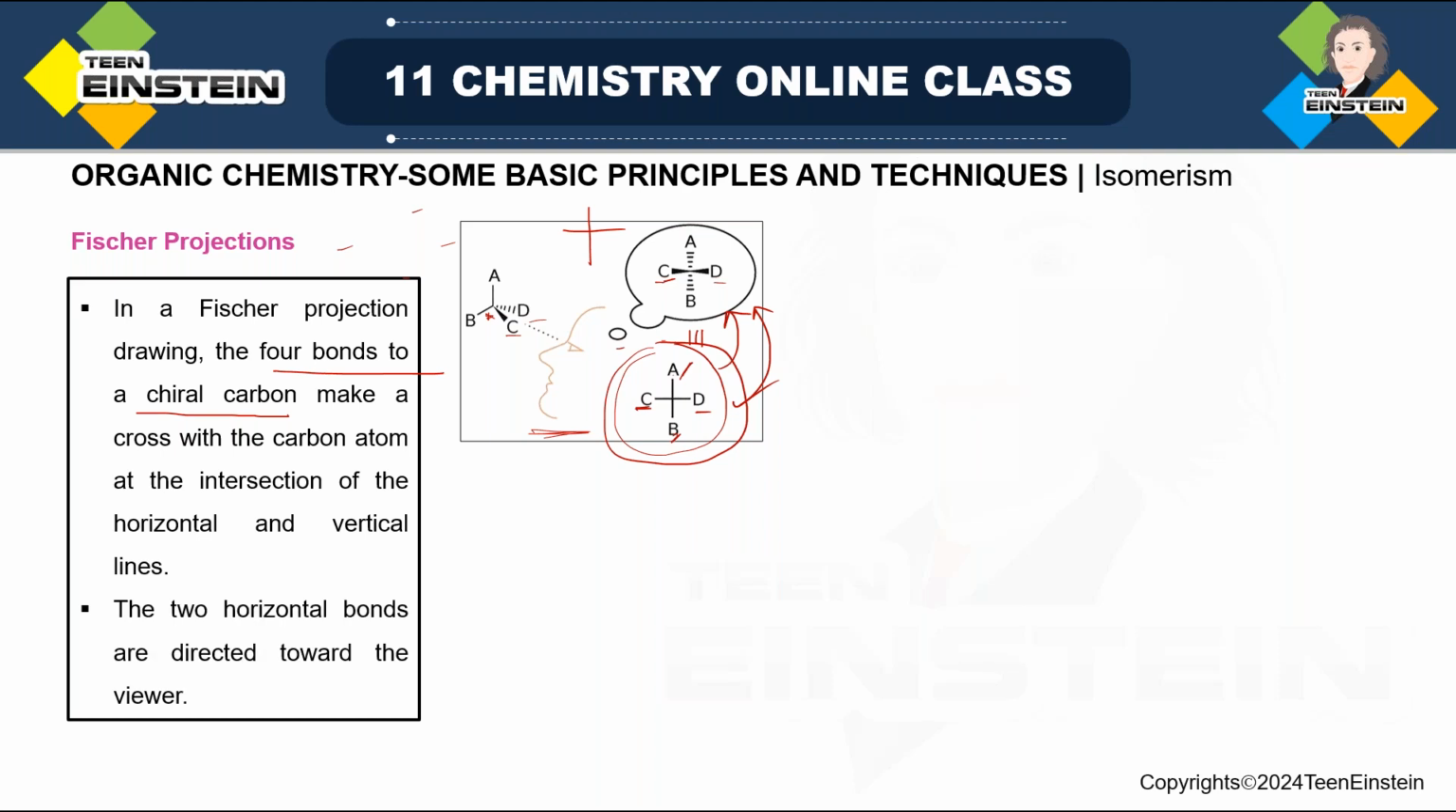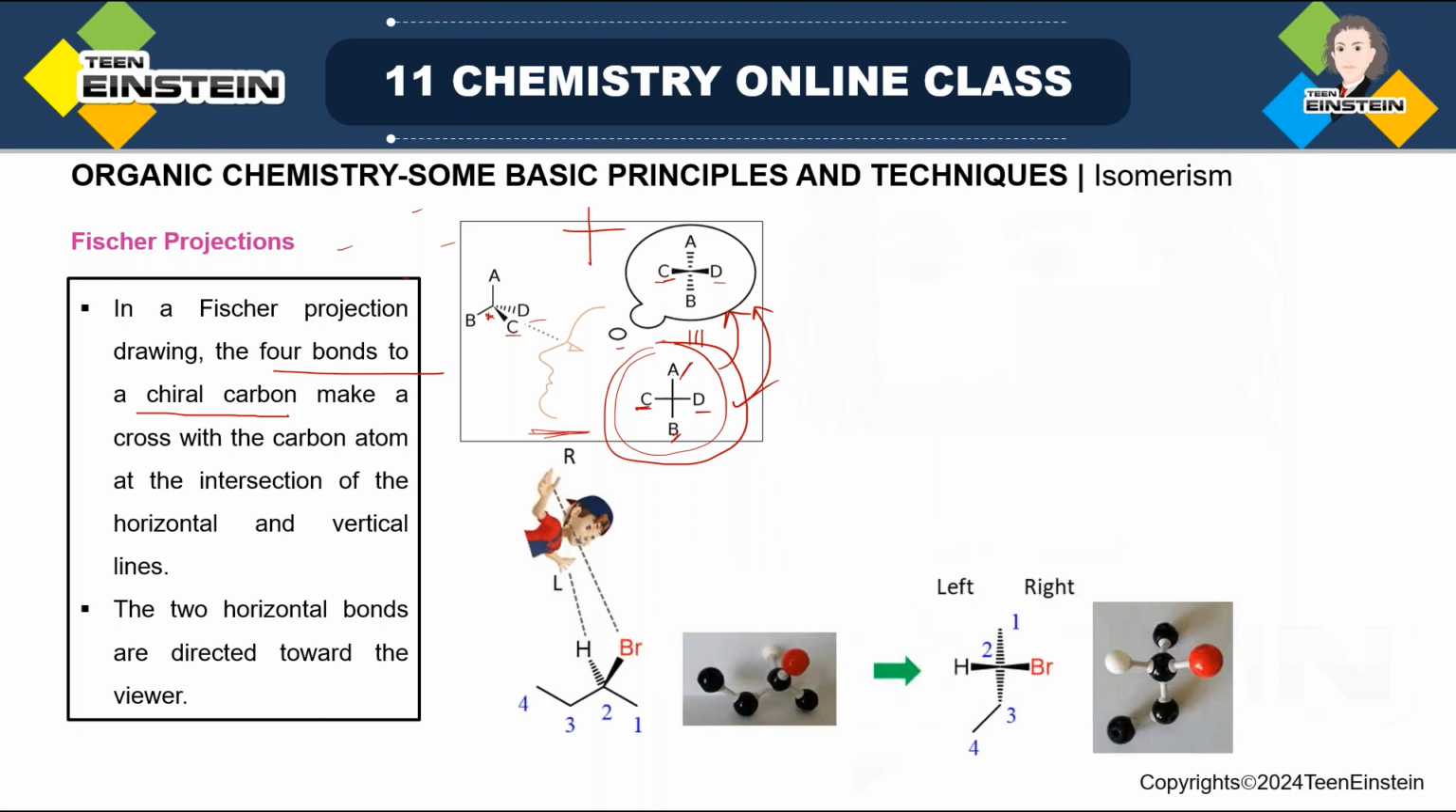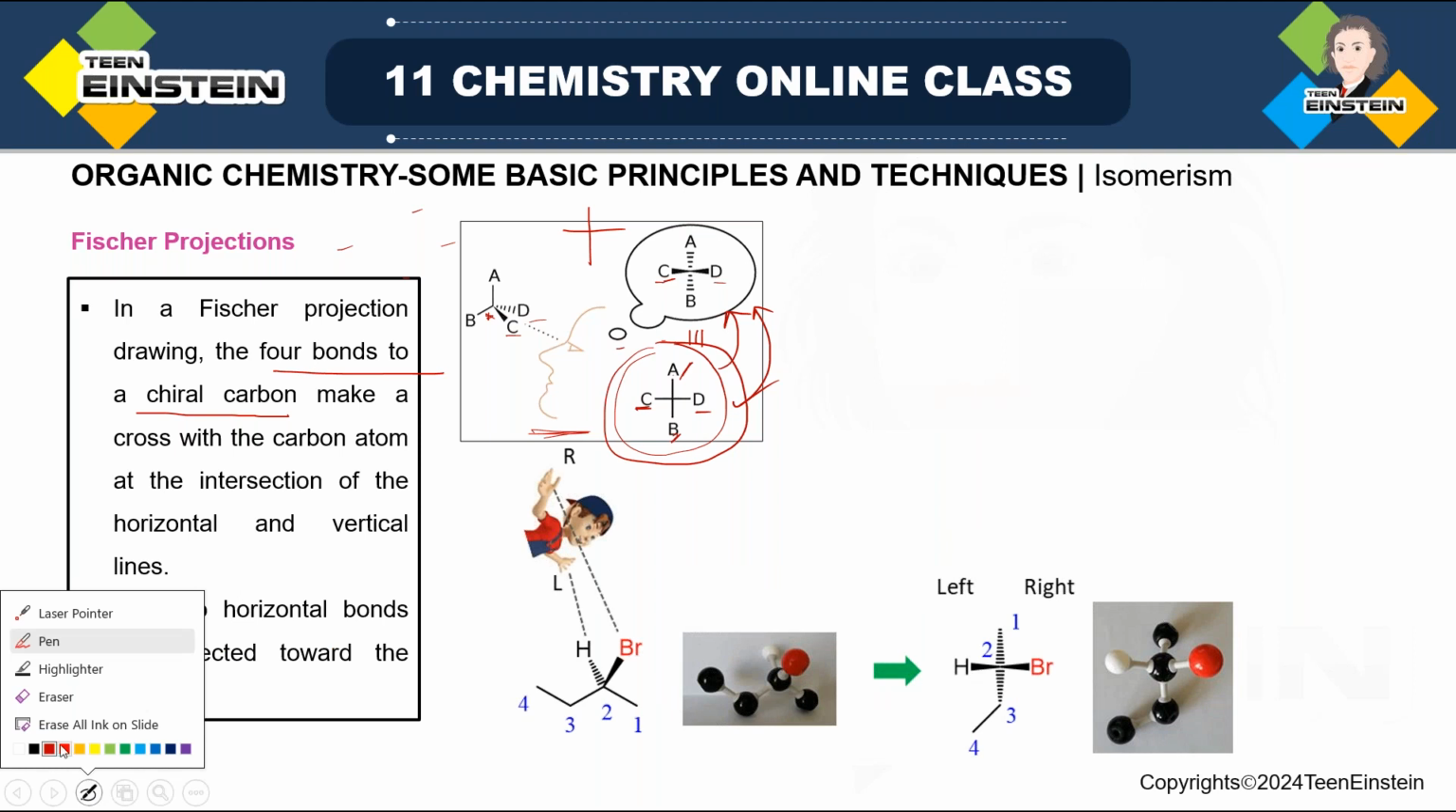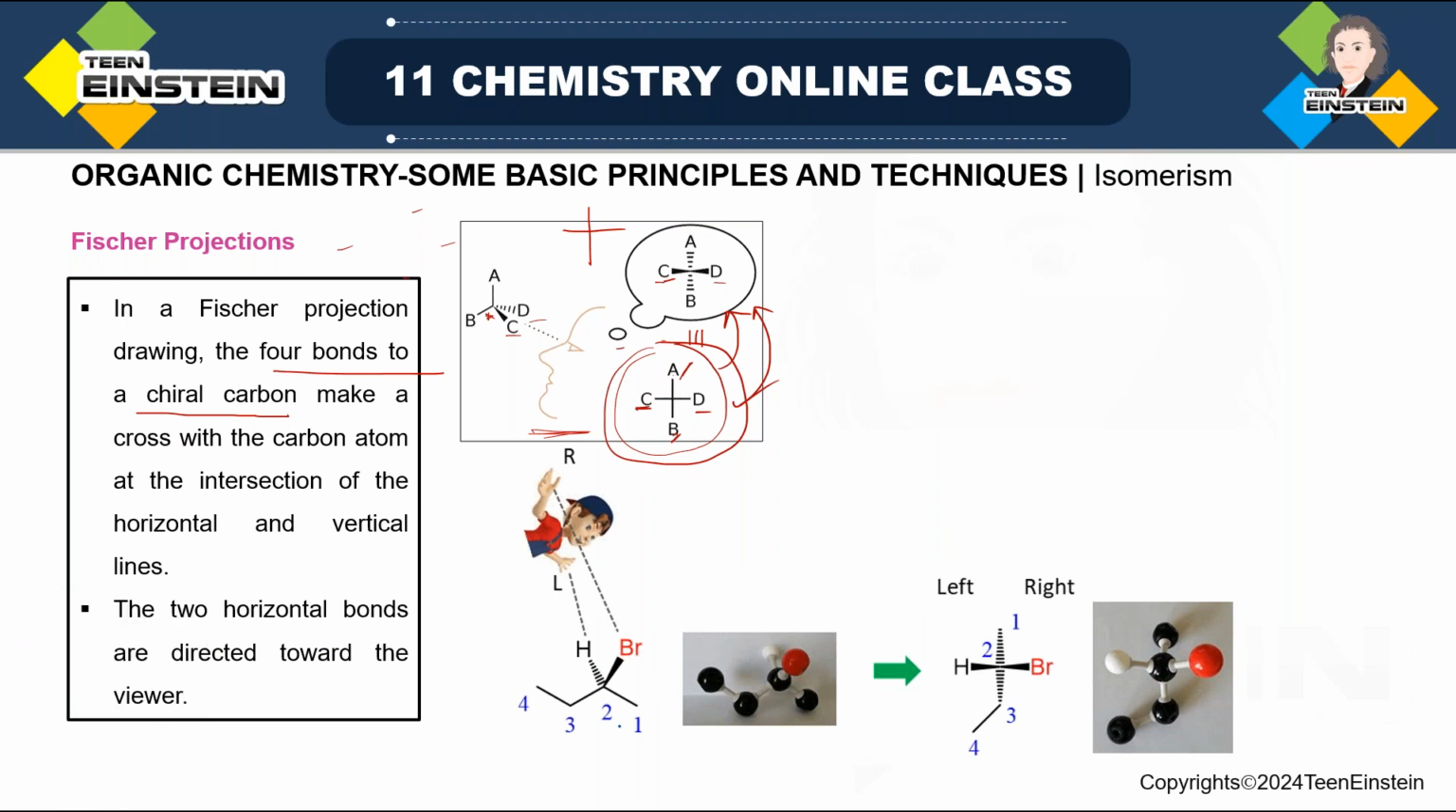So these two horizontal bonds are directed towards you, that is towards the viewer. Now we have another picture. Here we have this molecule where at two position you will have total 4 different groups. So this is bromine, hydrogen. This side we have ethyl group, that is these two together it is ethyl, and this is methyl.